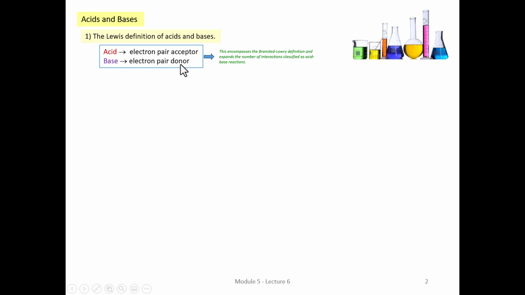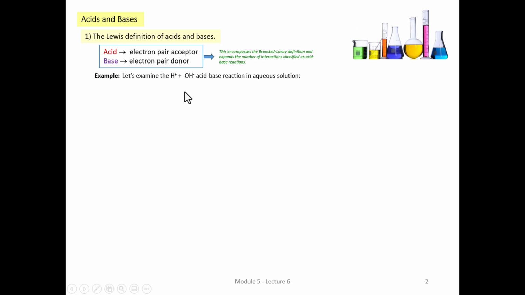Now, the advantage of the Lewis definition, which seems oddly different than the Bronsted-Lowry definition, is that it expands the number of species that we can consider acids and bases. So the Lewis definition, and I'll show you this in just a second, encompasses all of the Bronsted-Lowry acids and bases, but allows us to expand our view of how many substances can act as acids or bases. So let me just show you an example.